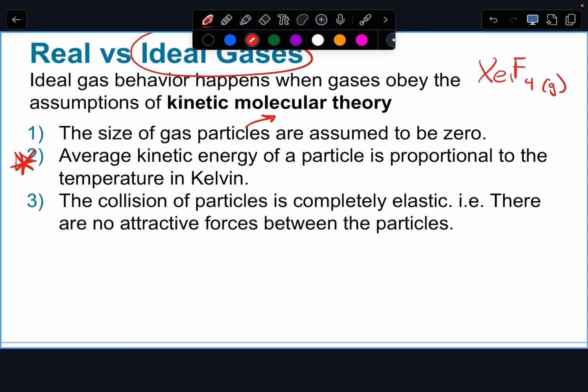And then the last one, the collision of particles is elastic. What the hell does that mean? So you have gas molecules, and they're constantly bumping into each other in the container. They're bumping into the walls of the container. That's what creates pressure. But they're also bumping into each other. And so we're basically saying when they do bump into each other, they don't lose any energy. They don't slow down at all. They don't transfer that energy necessarily. They just kind of keep moving.